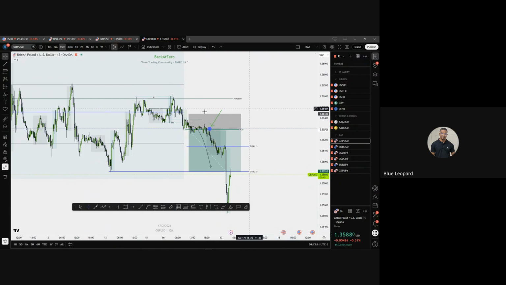Okay, so I start first by looking at this trade that we took yesterday. I'm sorry if you hear me drink coffee at the same time. I don't want to disturb you guys.